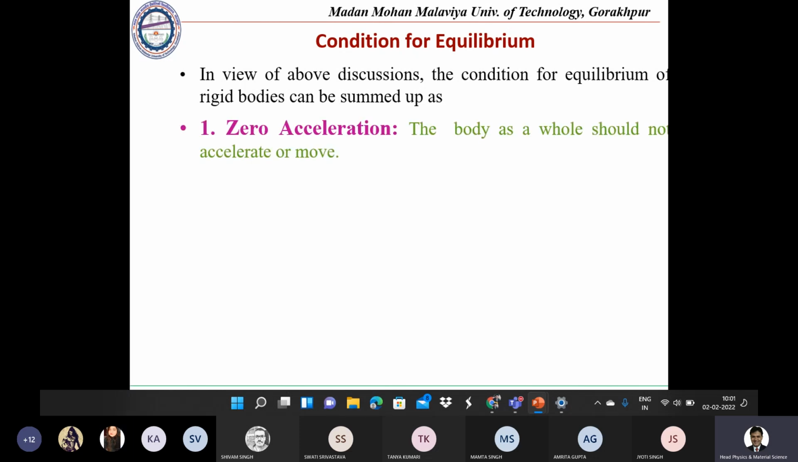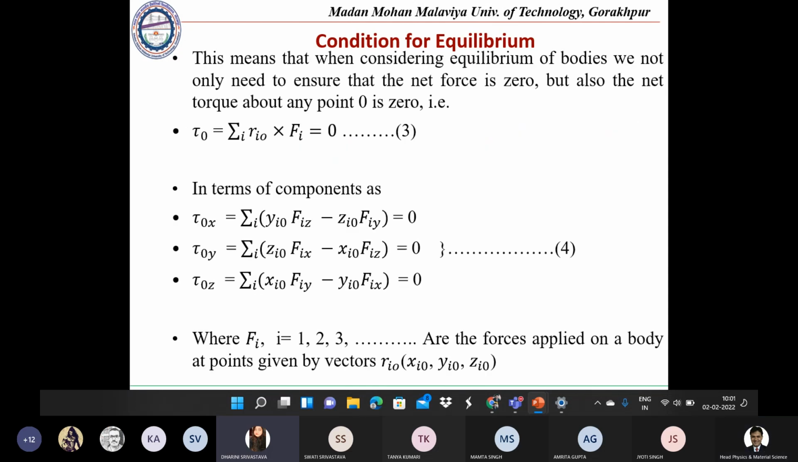Sir, the previous point which was mentioned, that even if the net force is zero, it still has a tendency to rotate. This means that when considering equilibrium of bodies, we not only need to ensure the net force is zero, but also the net torque about any point goes zero.